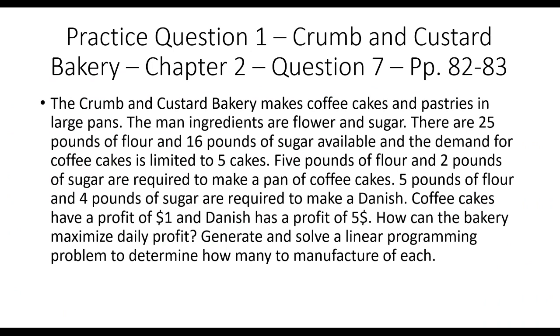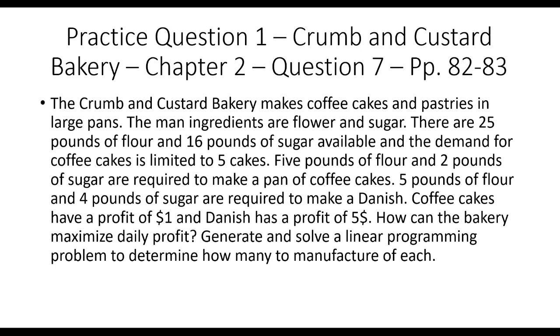This is practice question number 1, the Crumb and Custard Bakery. It's chapter 2, question 7 on page 82-83 of your textbook. The Crumb and Custard Bakery makes coffee cakes and pastries in large pans. The main ingredients are flour and sugar.